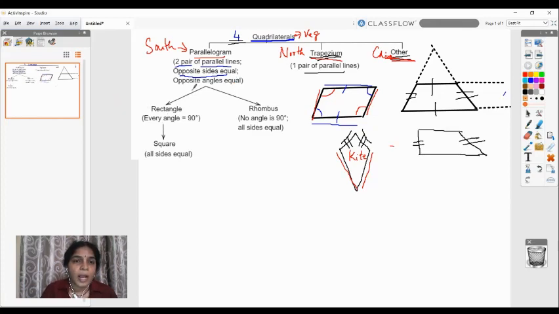Now, among the parallelograms, two types are a rectangle and a rhombus. That means a rectangle, say for example, I'll say idli. And then I will say this is dosa. Dosa is a South Indian food and it's a vegetarian food. Just like that, a rectangle is a parallelogram and is a quadrilateral as well.